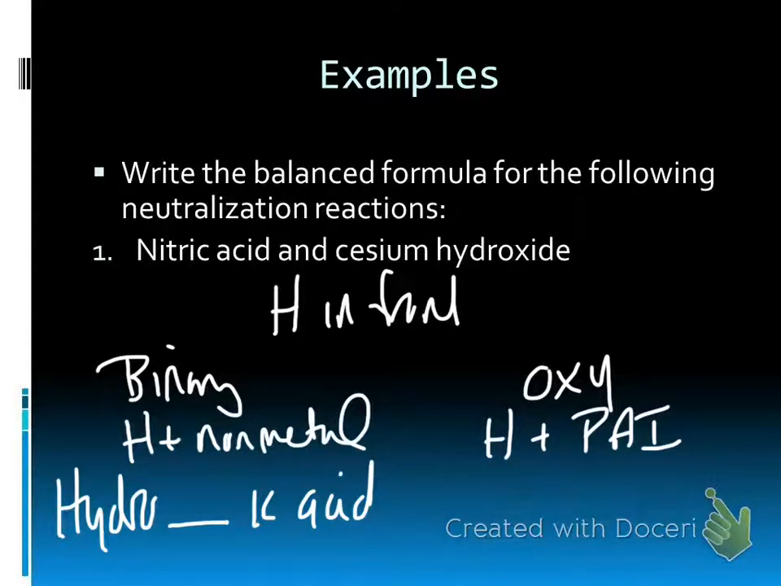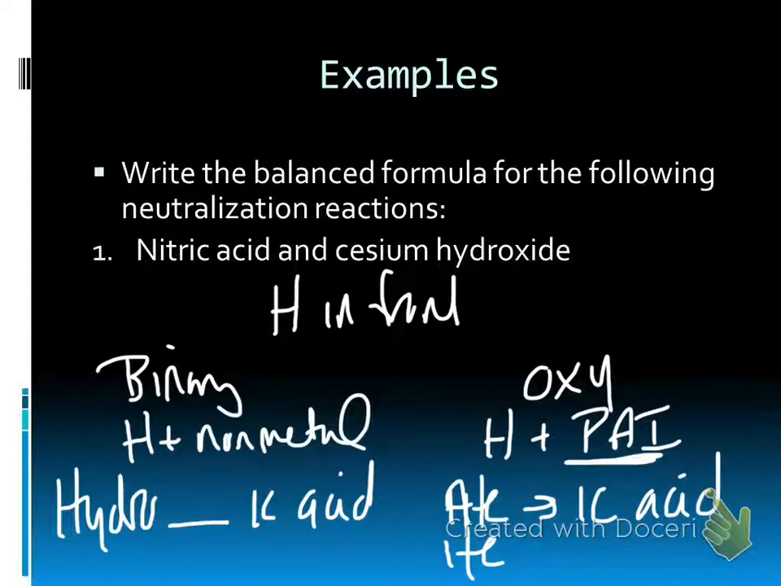You will not say hydro. We're going to name it for the ending of the polyatomic ion. If it ends in ate, we change it to an ic acid. If it ends in ite, we change it to an ous acid. Okay, remember that?